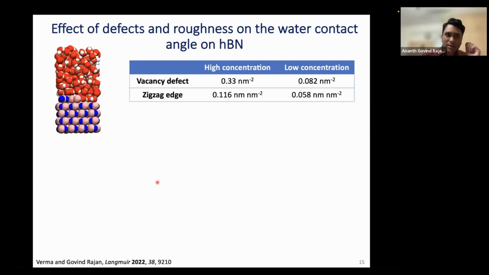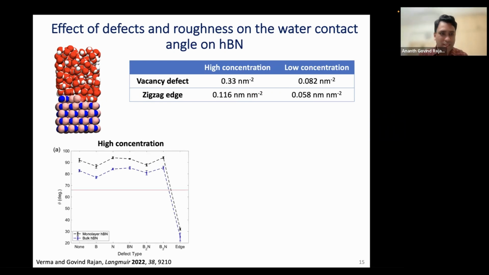So once we did that, we were able to look at the effect of not only defects on the contact angle, but also roughness, right? So we considered an incompletely grown layer at the top of the sheet at two different concentrations. Instead of the vacancy concentration, we looked at the edge length per area, right? So that's why this is a length per area. And there are two edges exposed because there's an edge on this side and there's an edge on that side, right? So these are the results for the contact angle as a function of the defect.